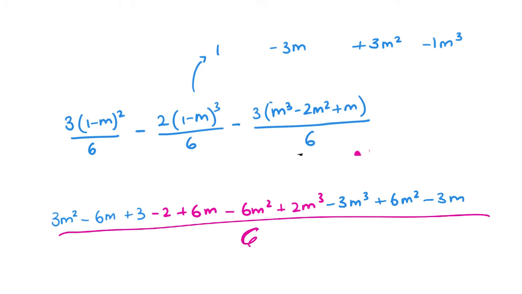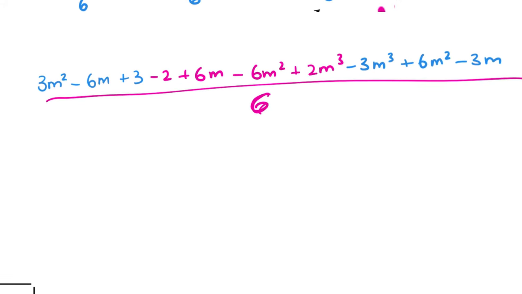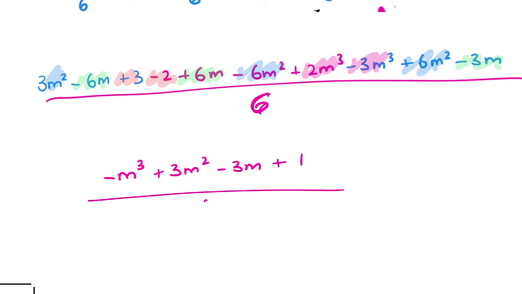Right, let's simplify like terms. Where's my m cubes at? 2m cubed minus 3m cubed, what do I get? Minus m cubed, brilliant. Squareds: 3m squared minus 6m squared plus 6m squared, what do I get? Plus 3m squared. Minus 6m plus 6m minus 3m, minus 3m. And then plus 3 minus 2? Plus 1. Over 6.